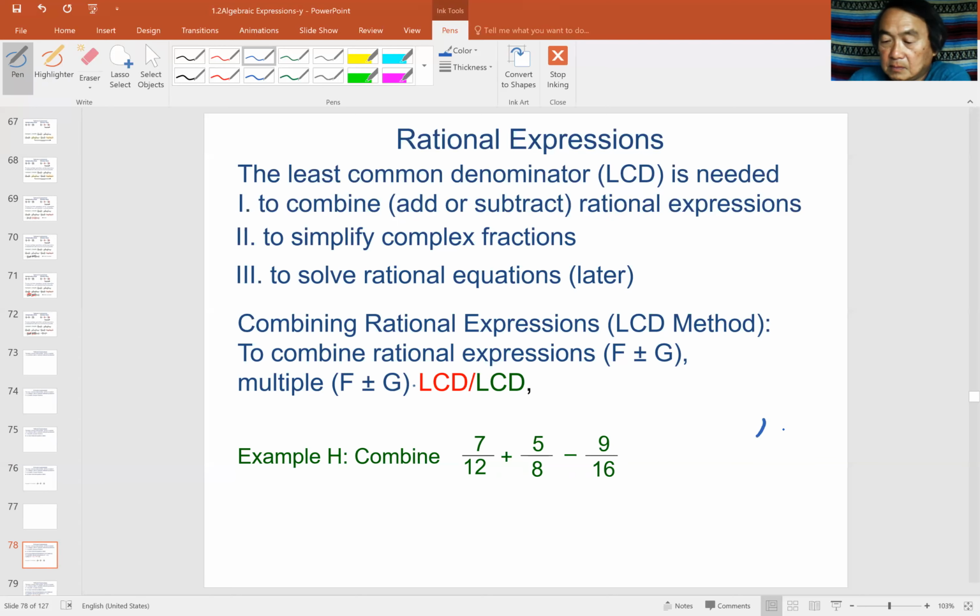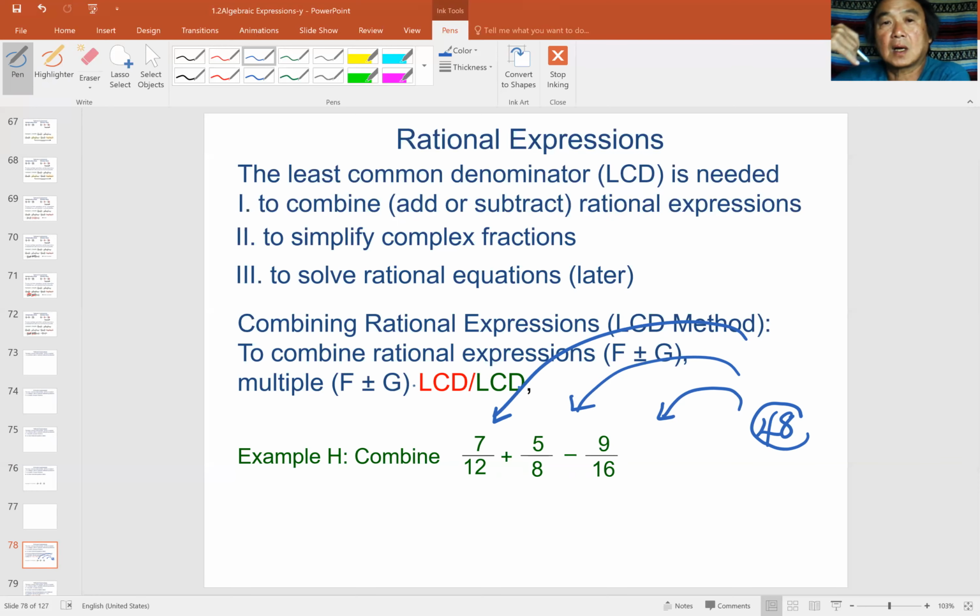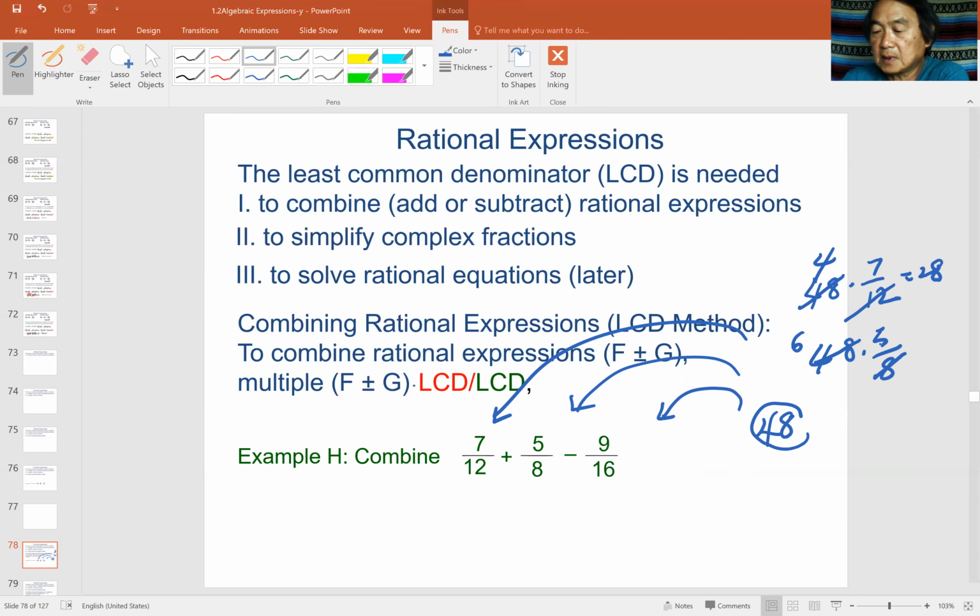Why? Because I can take 48 and multiply it to any of these three parts, and it will get rid of the denominator. 48 times 7 twelfths: 12 goes into 48 four times, and the answer is 28. 48 times 5 eighths: 8 goes into 48 6 times, and 6 times 5 is 30.